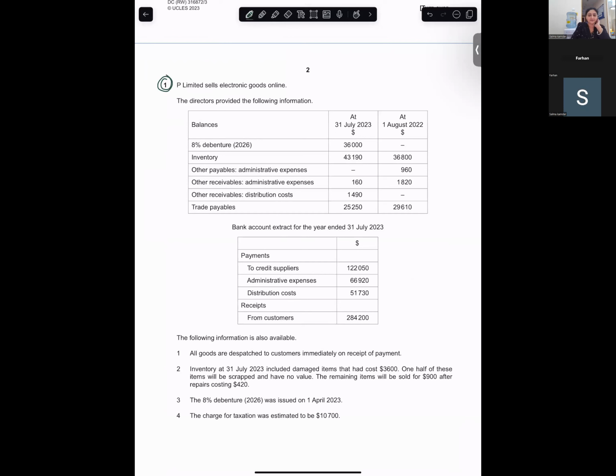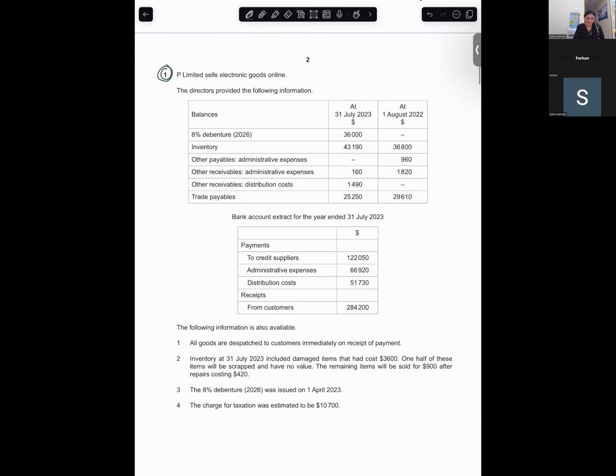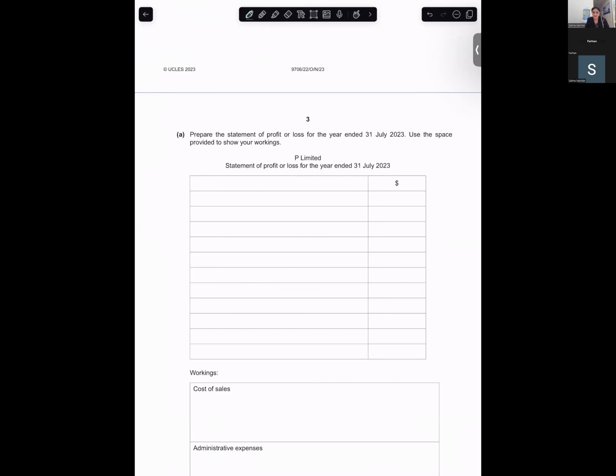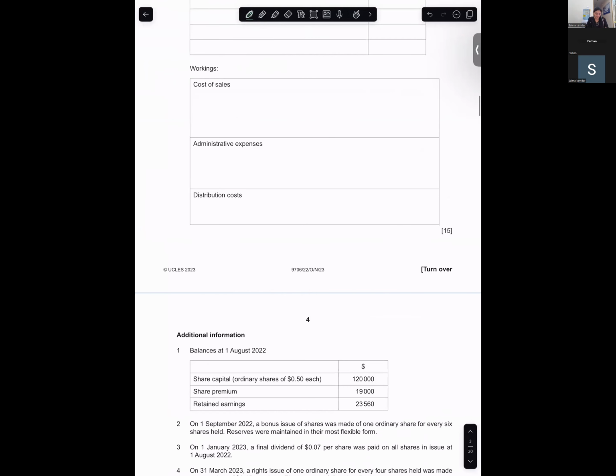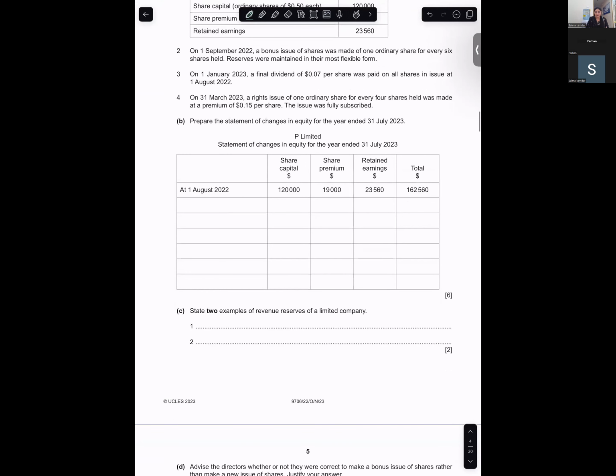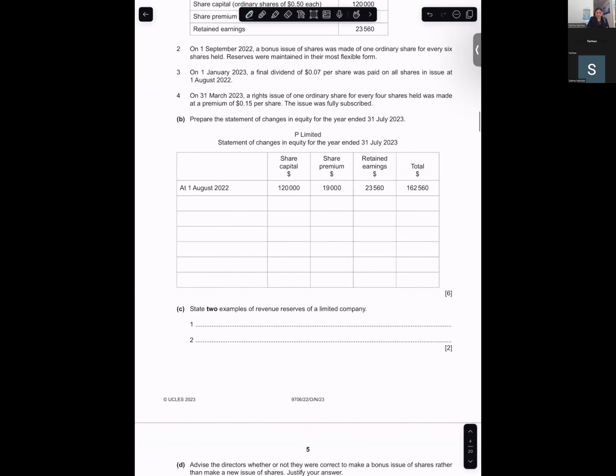Are you with me? Yes. If I'm scrolling through the question, what I can see is that this question requires you to prepare a statement of profit and loss. And apart from this, it requires you to prepare your statement of changes in equity. Then there is a theory.